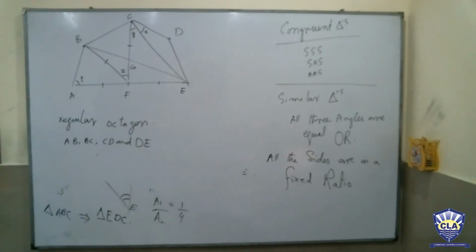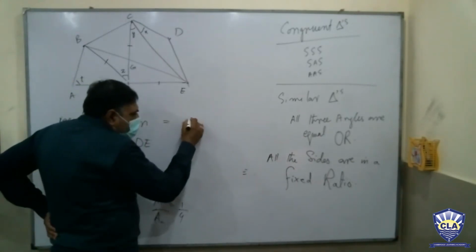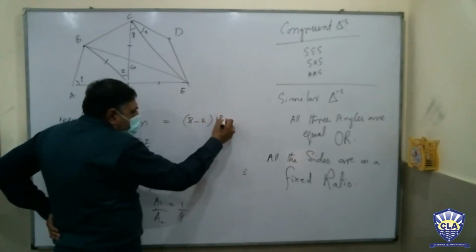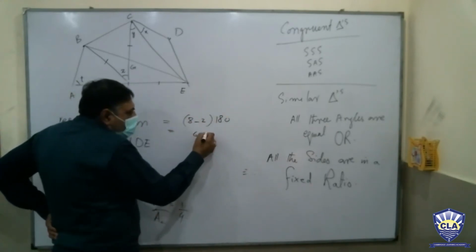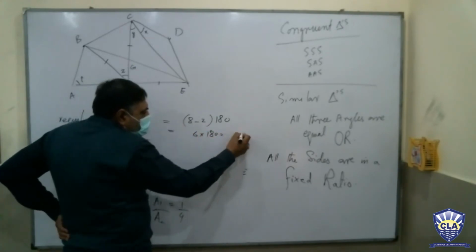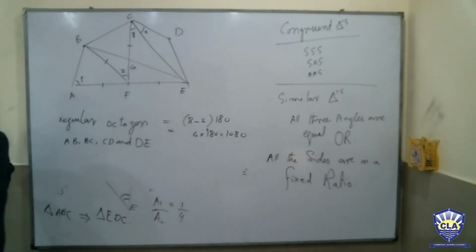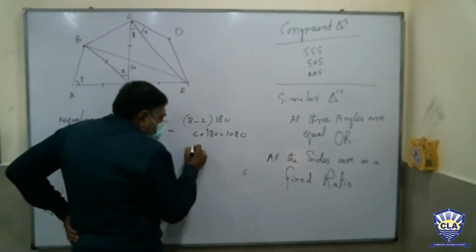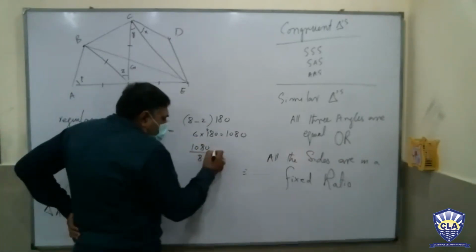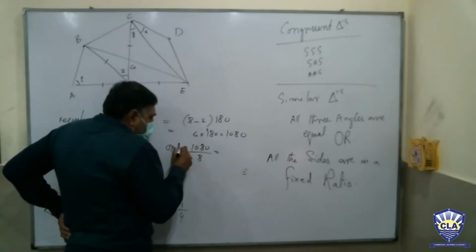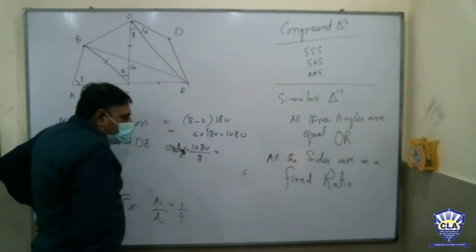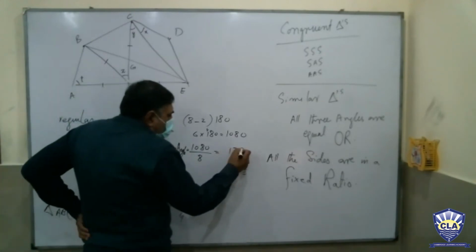No, it is not the question of circles. What is an octagon? Eight sided. 8 minus 2 into 180 equals 6 into 180, which is 1080. 1080 divided by 8 gives one angle, 135 degrees.